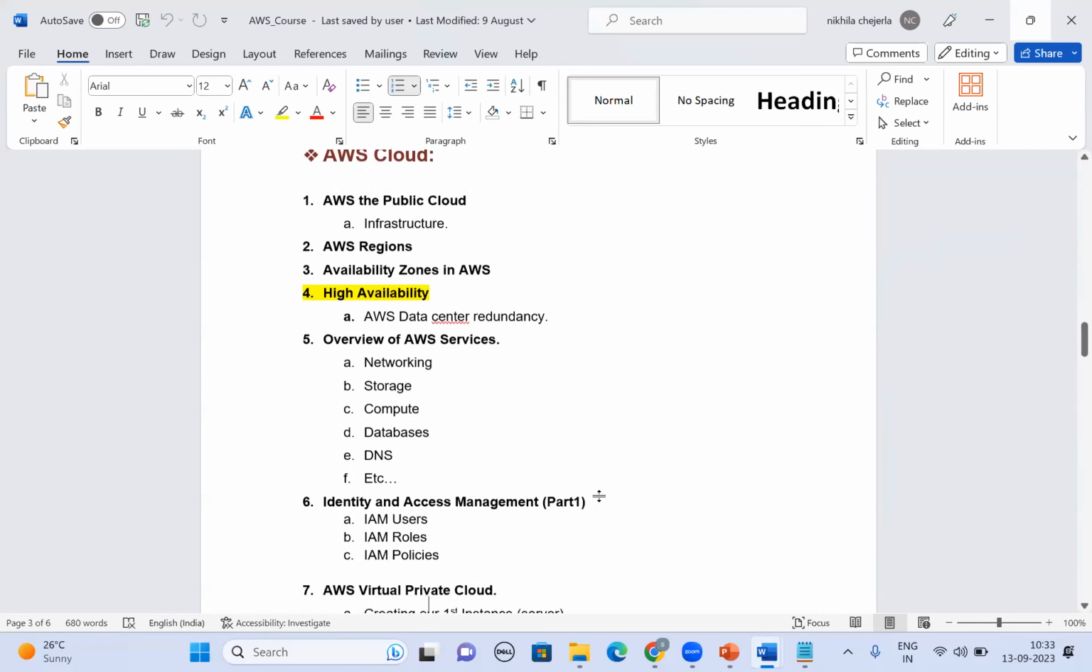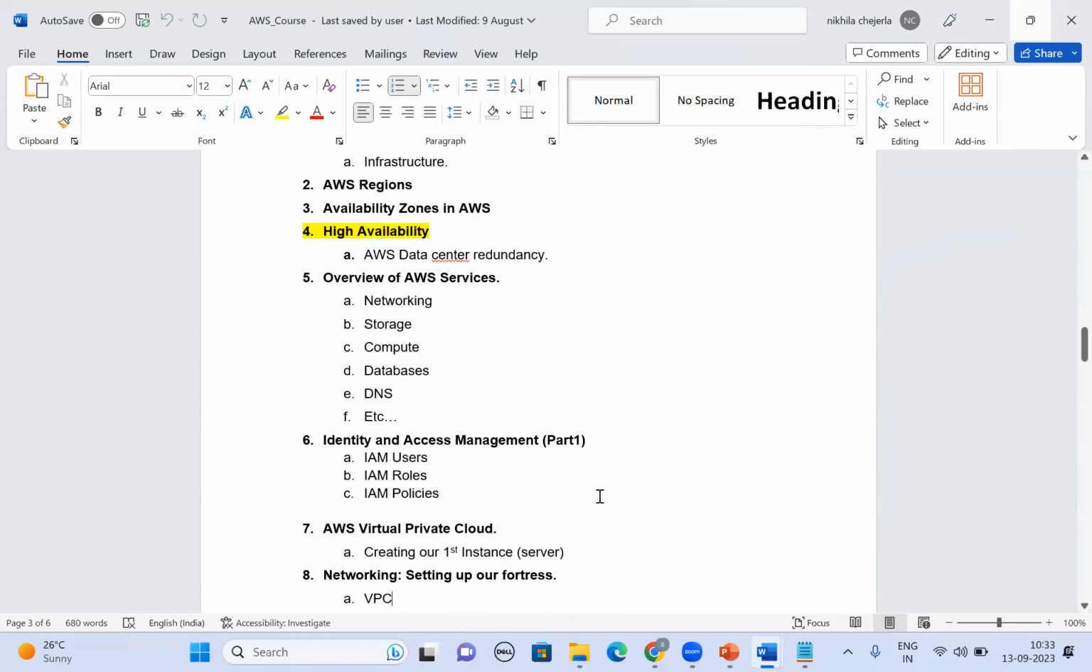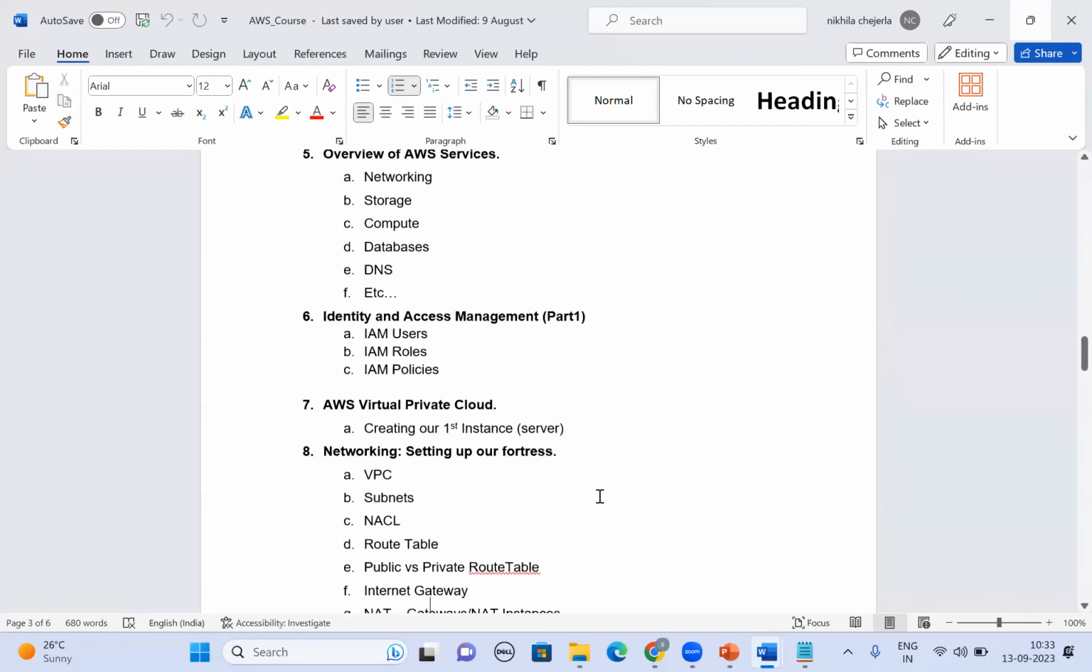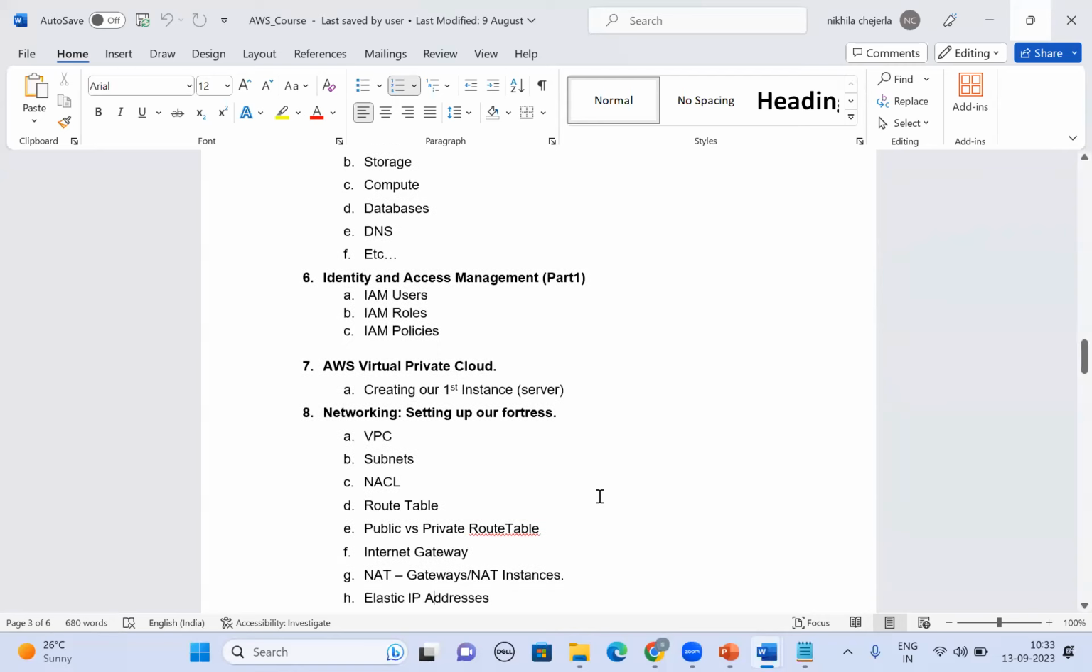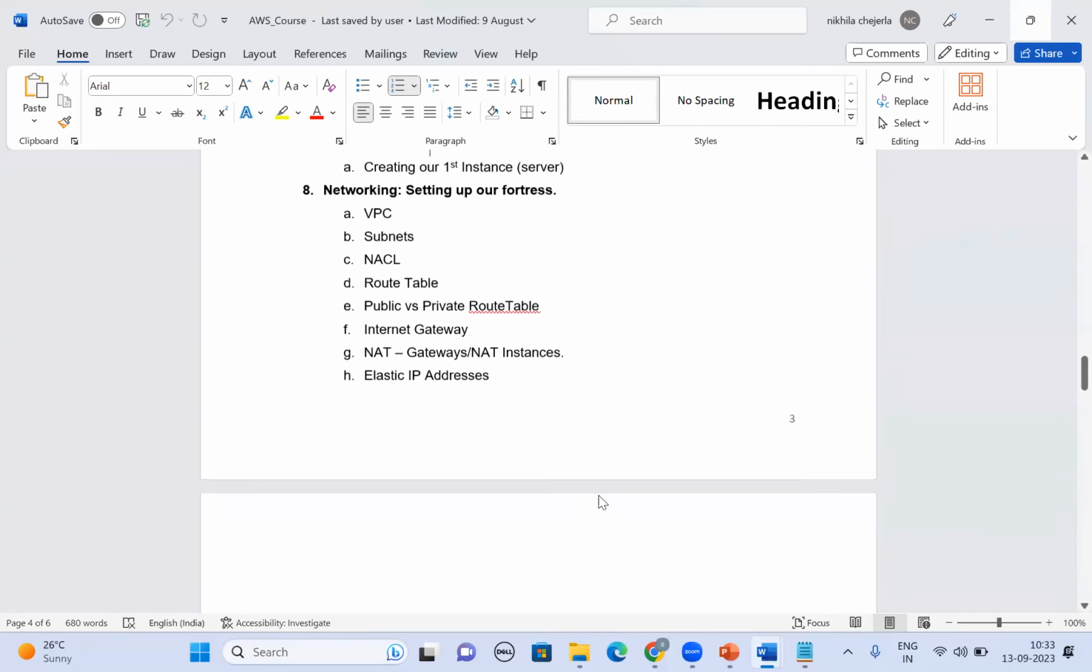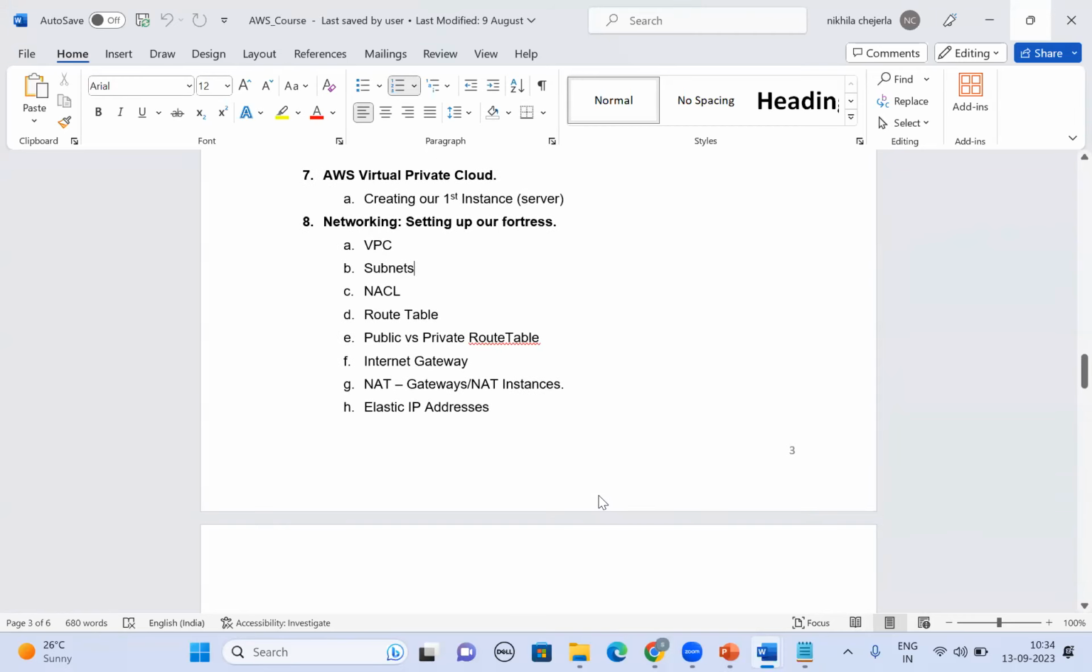What is high availability? We'll discuss the AWS services: networking, storage, compute, DNS, etc. We'll discuss IAM, Identity Access Management, what it is. So if you see, these are all the services provided by AWS. Once you go into the course, we will discuss each single topic, and we will do the practical session of it, both line by line. Okay. So VPC, AWS Virtual Private Cloud is there. And you can see the networking also. What is networking and all, how the setup comes in the backend, right?